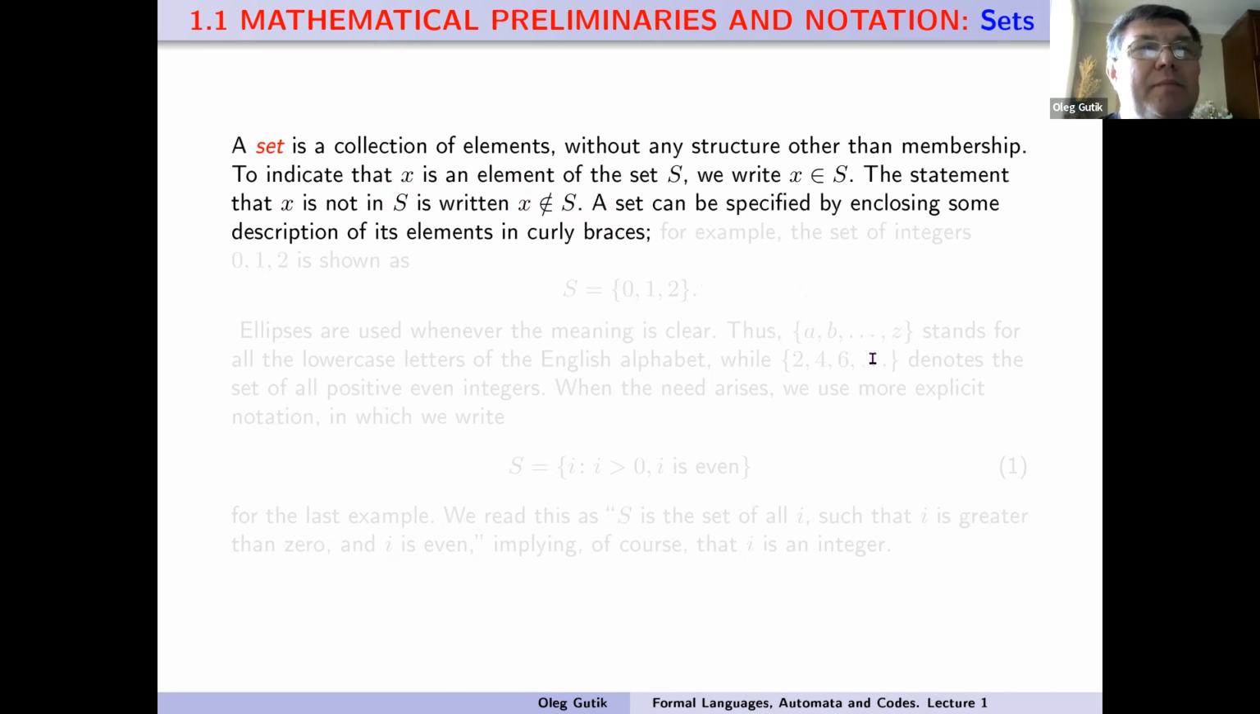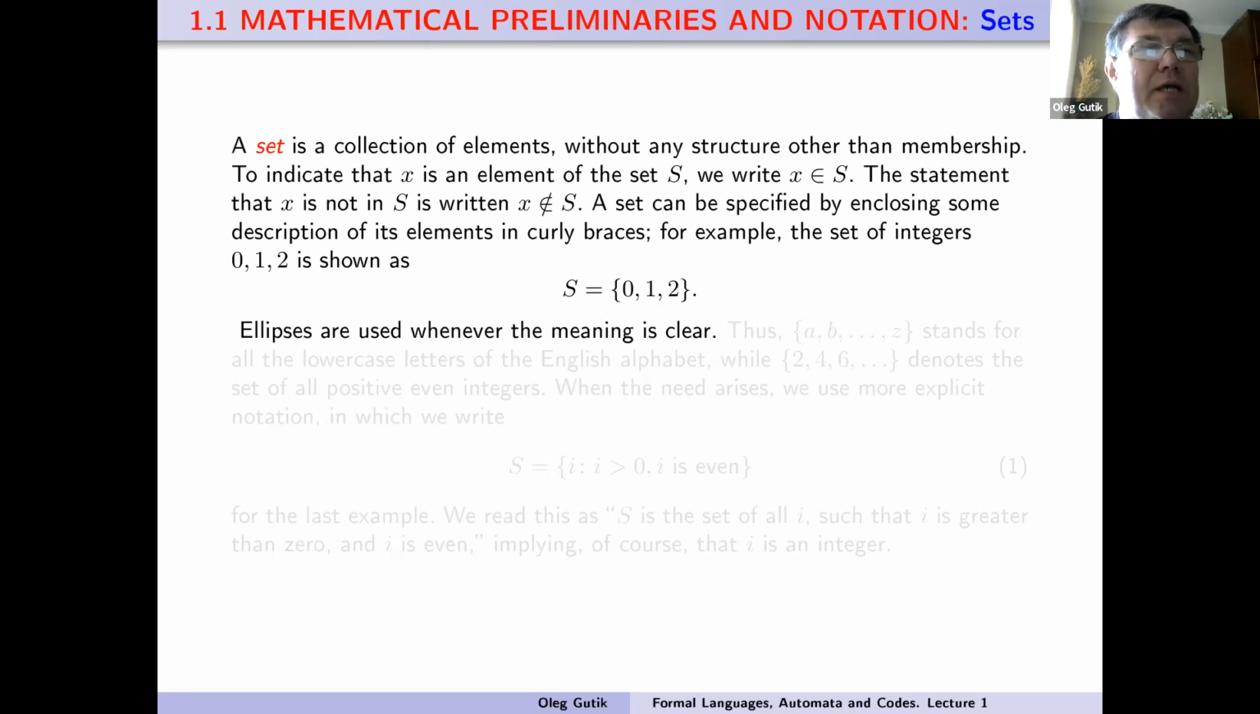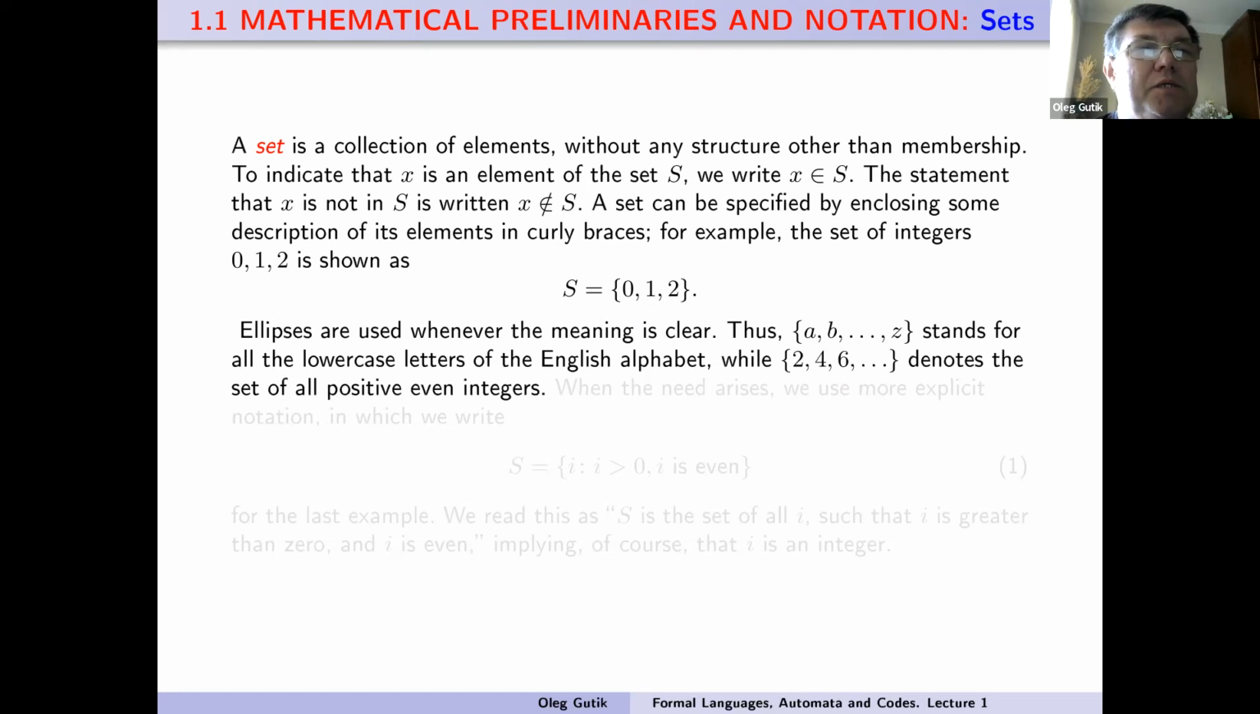A set can be specified by enclosing some description of its elements in curly braces. For example, the set of integers 0, 1, 2 is shown as S = {0, 1, 2}. Ellipses I use whenever the meaning is clear: a, b, and so on, z stands for the lowercase letters in the English alphabet, while 2, 4, 6, and so on denote the set of all positive even integers.